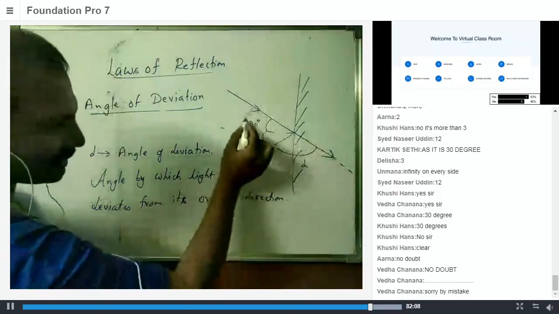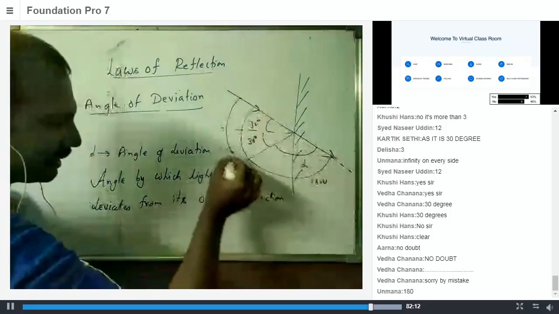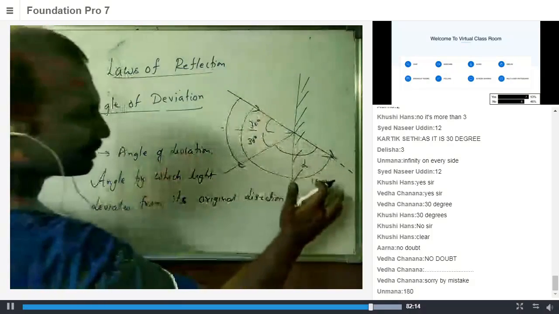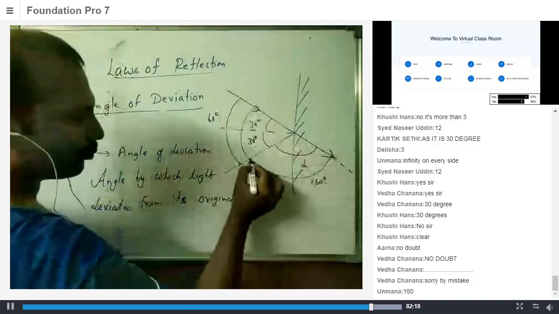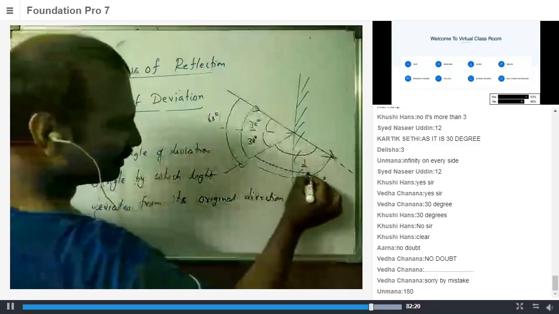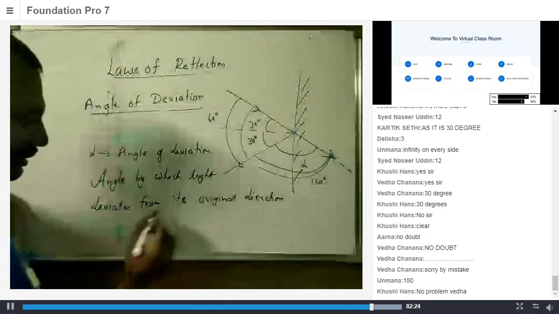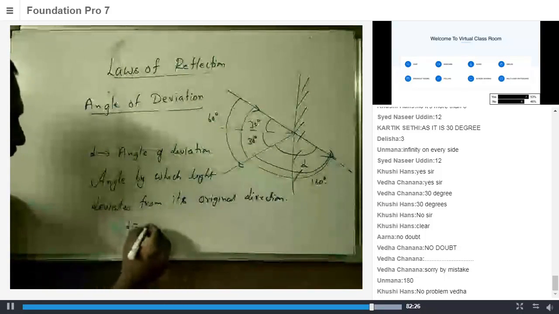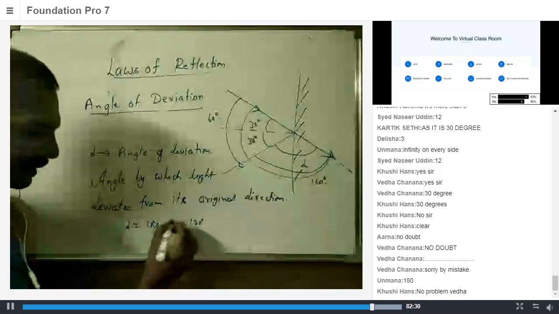180. So this angle is how much? 180, right? What is this angle? 60. So this is 180 degrees and this is 60 degrees. Then what would be this angle? 180 minus 60, which is 120. So in this particular case, D equal to how much? 180 minus 60, which is equal to 120 degrees.